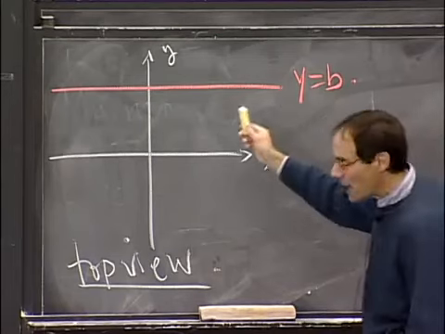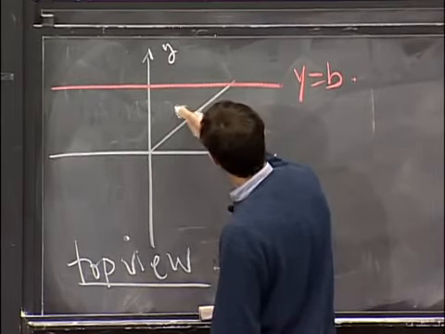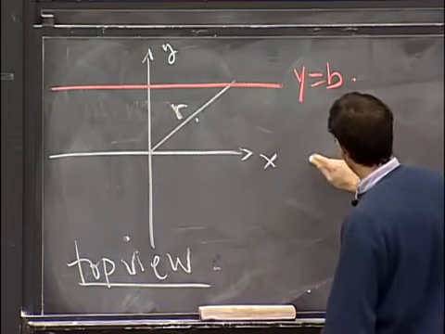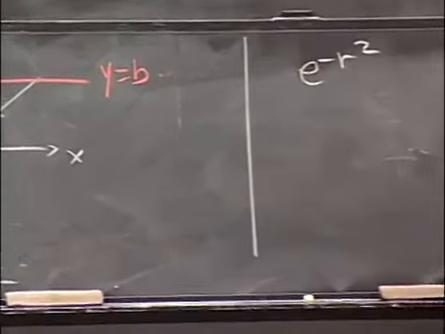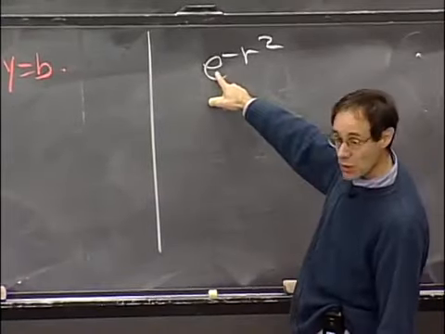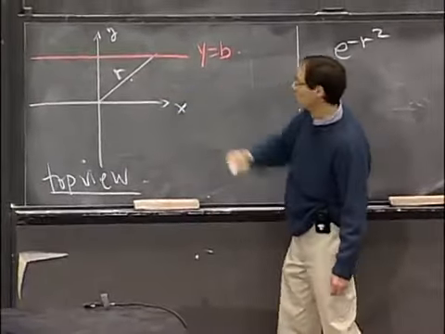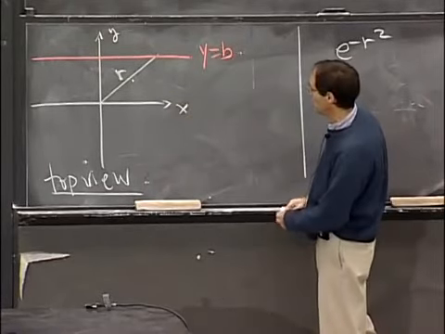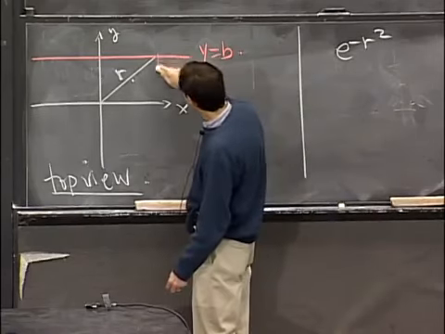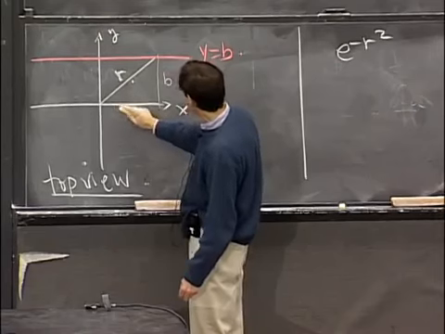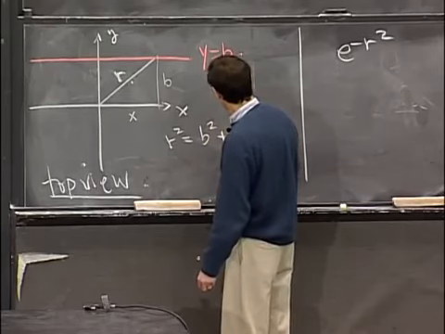Now, the formula for the height is this. If I take a distance r here, the formula for the height of the bump is e to the minus r squared. Okay? I'll store that over here. E to the minus r squared is the height at this place if the distance to the origin is r. That's true all the way around. And in terms of b and x, we can figure that out by this right triangle. This height is b and this distance is x. So r squared is equal to b squared plus x squared.